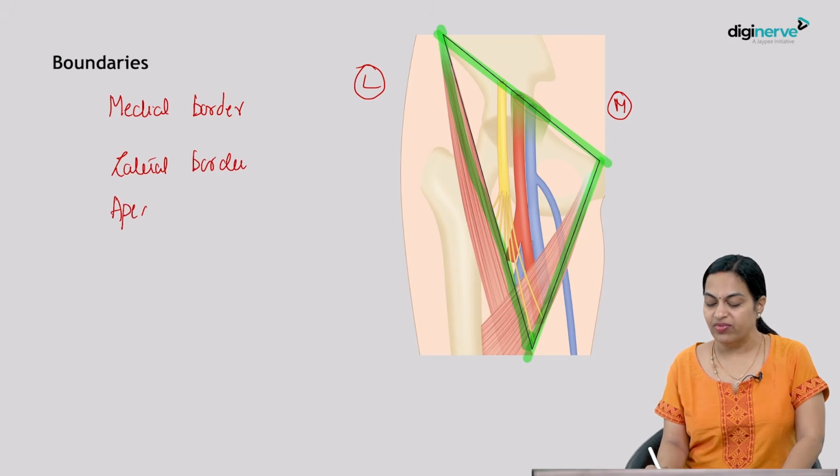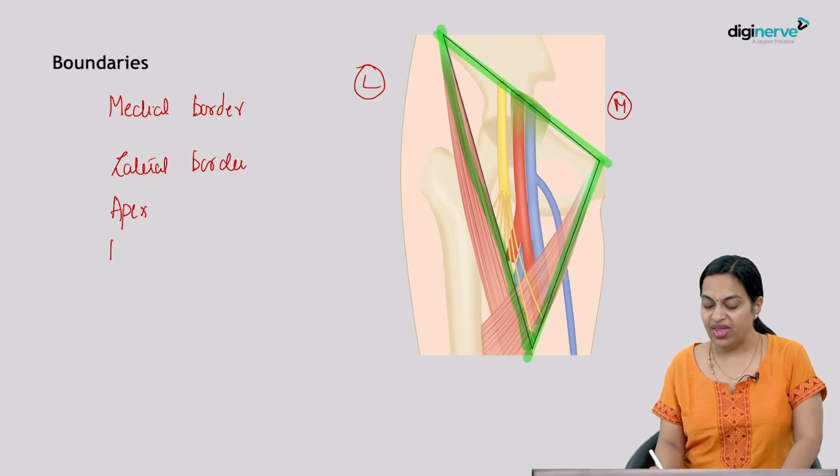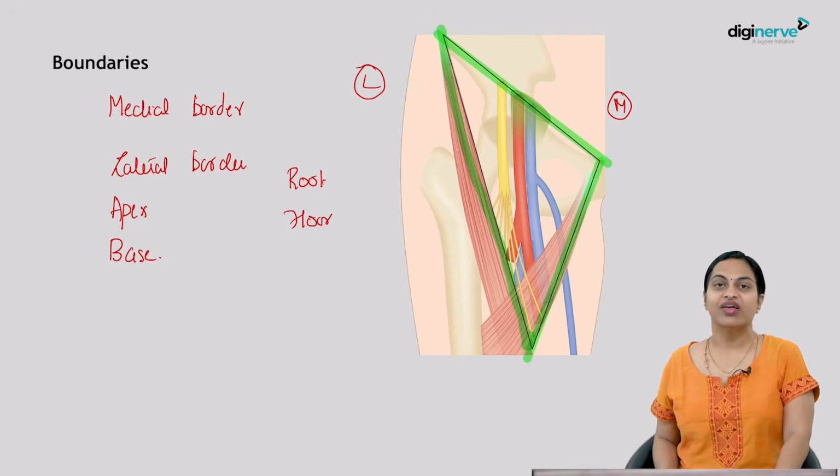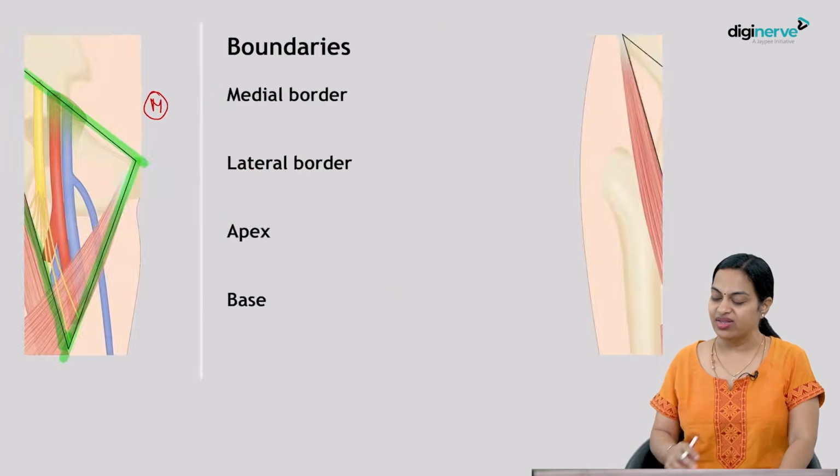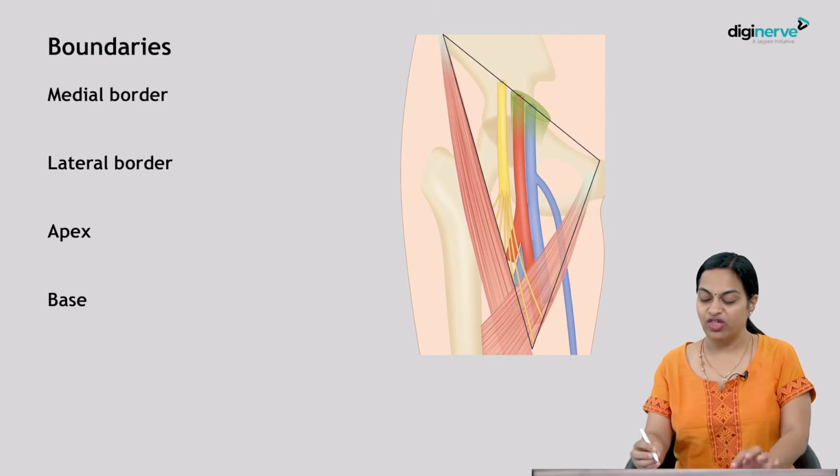The apex is the point where these two borders meet. The base is formed by the inguinal ligament. There is a roof and a floor. So these are the boundaries of the femoral triangle. Now, moving to each boundary.